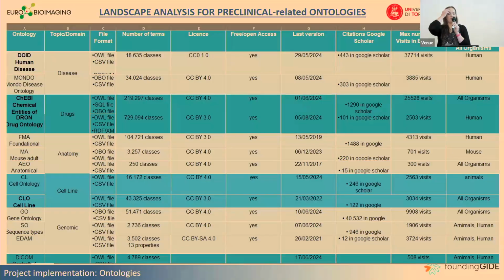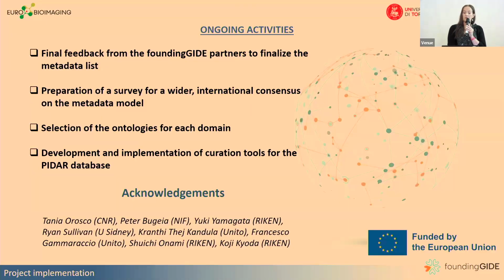And the thing is that the ranking goes so that we have collected these different attributes from each of these ontologies. For example, how many terms an ontology has, what's the file format, how many visitors there are, and so on.